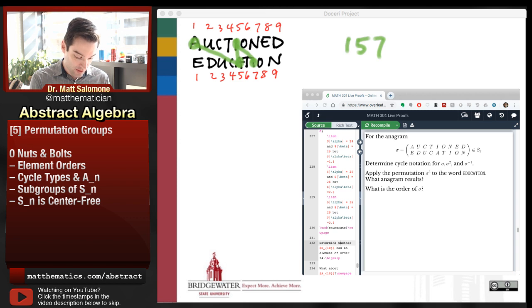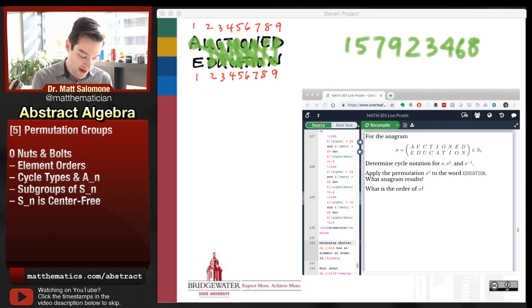The letter in position 7 originally is N. That ends up in position 9. The letter D from position 9 ends up in position 2, so we continue with a 2. The letter in position 2 is a U. That ends up in position 3. The letter C in position 3 ends up in position 4. The letter T in position 4 ends up in position 6. The letter O in position 6 ends up in position 8. And the letter E from position 8 ends up in position 1. That completes my cycle.